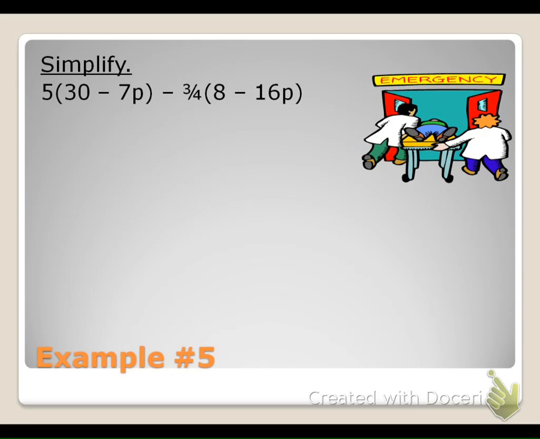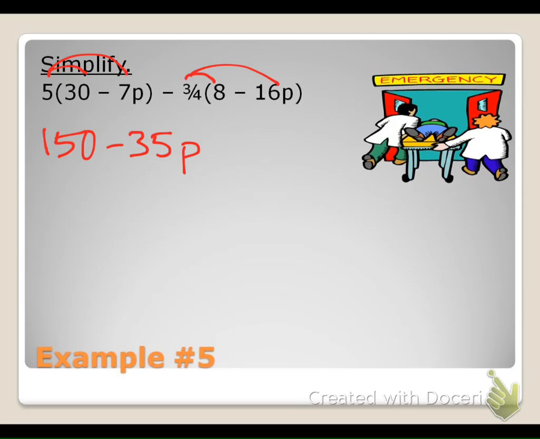For example 5, we are going to need to use one of the properties we talked about yesterday. Anyone know which one? Distribute, the distributive property. Wonderful. So that means I'm going to multiply the first set of parentheses by a 5, the second one by negative 3/4. Can anyone tell me what I get in the first set? Thank you. Everyone sort of mumbled the answer, but I got it.